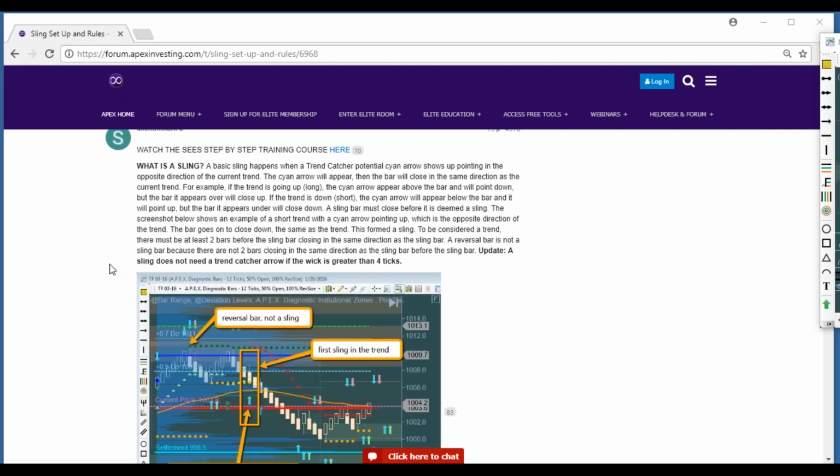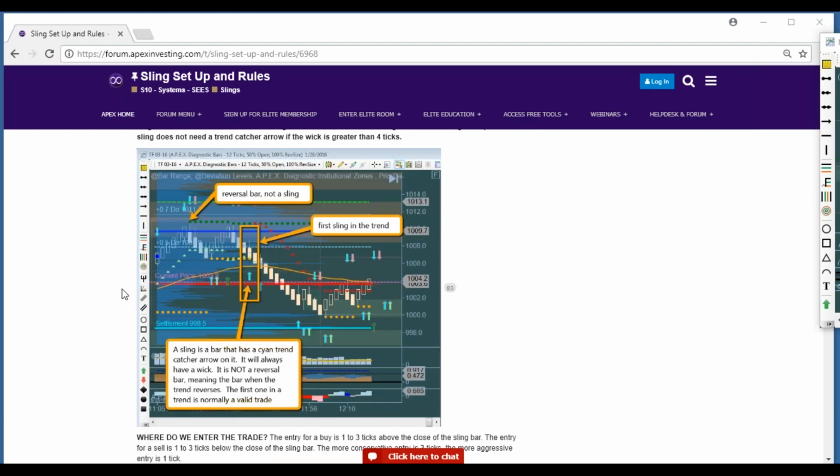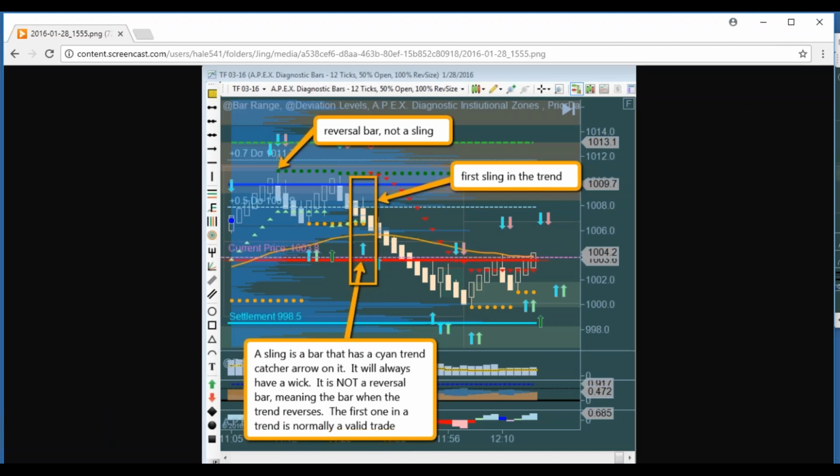But what is a sling in general? Okay, I just want to cover this in general. Well, we've talked a lot about chop, and we've talked about bars that have wicks on them, right? Well, what is this? All right, you see here how the market came up, and you see here how the market came down. You see this bar right here, it's got a wick on it, right? That means the market was coming down, and then this bar pulled back and made a wick. And then what did it do? Then it closed down and it shot down.